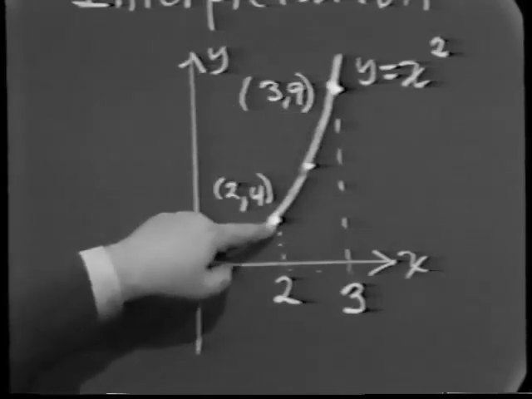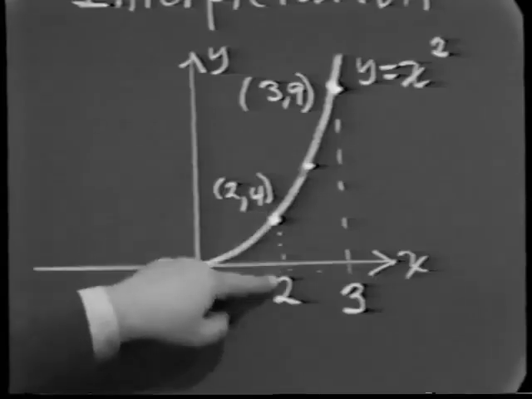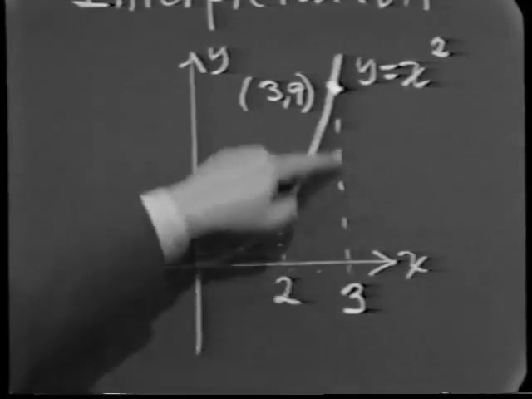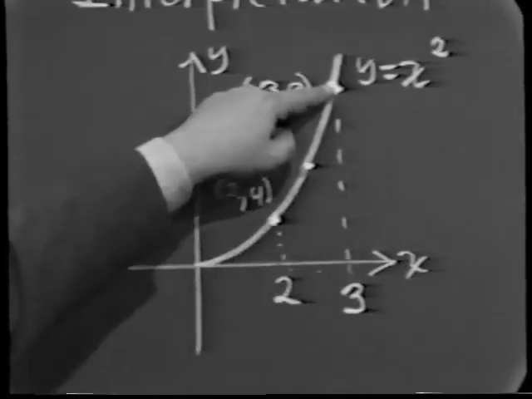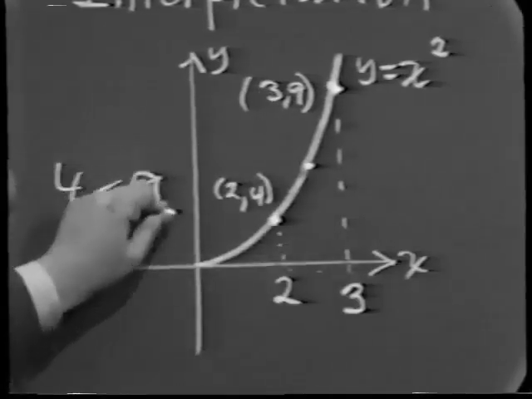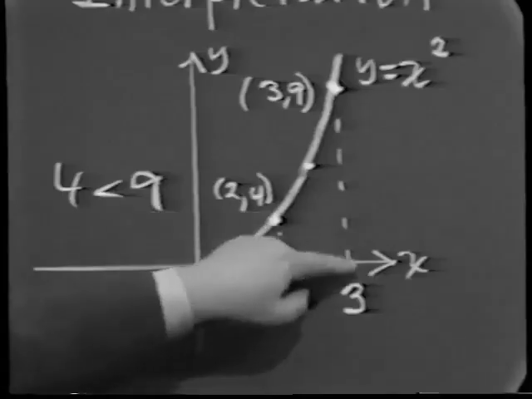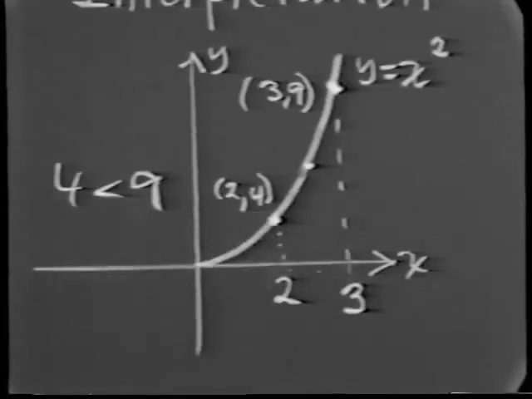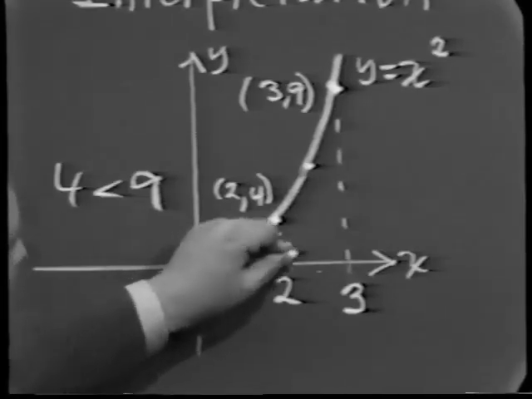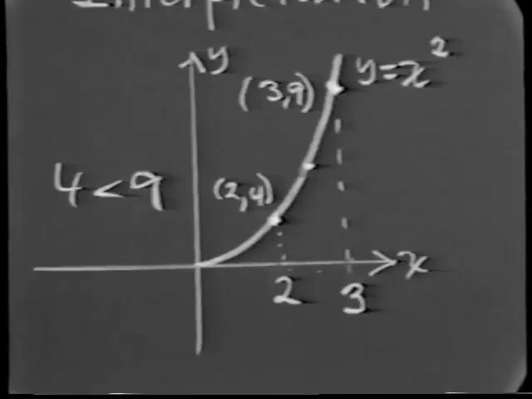In other words, the point 2, 4. One endpoint gives 4, and the other endpoint, going up in the y direction, is 9. What you're saying is that 4 is less than 9, and every value of x squared between 2 and 3 falls between 4 and 9. So the lowest point occurs when x is 2, and the highest point occurs when x is 3.